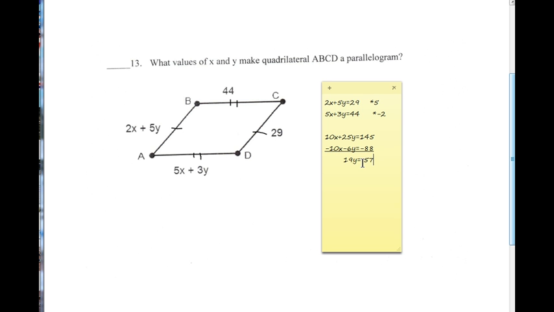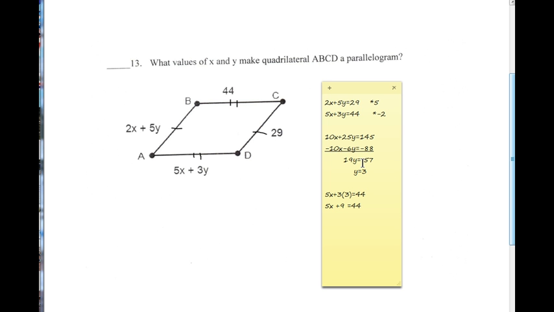Now all I have to do is figure out what 57 divided by 19 is. So I'm going to say y is equal to 3. If y is equal to 3, now all we have to do is take that y and substitute it into one of the other equations. So we do have that 5x plus 3y, and now that we know that y is 3, we can substitute it back into there. Set that equal to 44. Now we just have to finish it out. So that means that 5x plus 9 is 44.